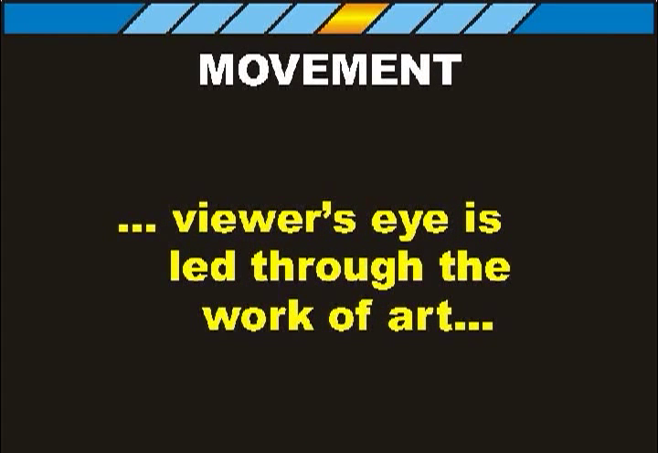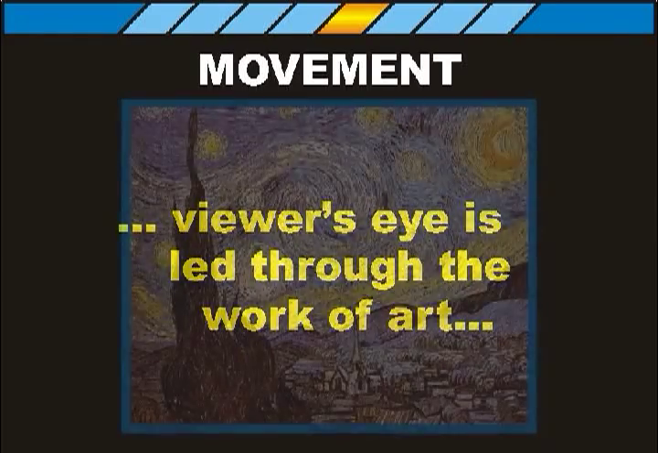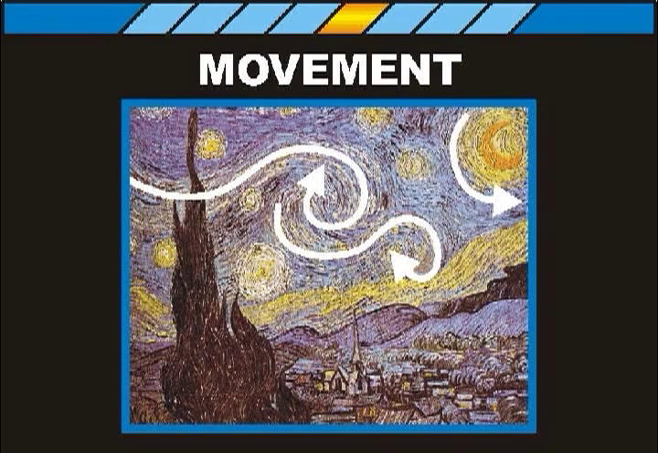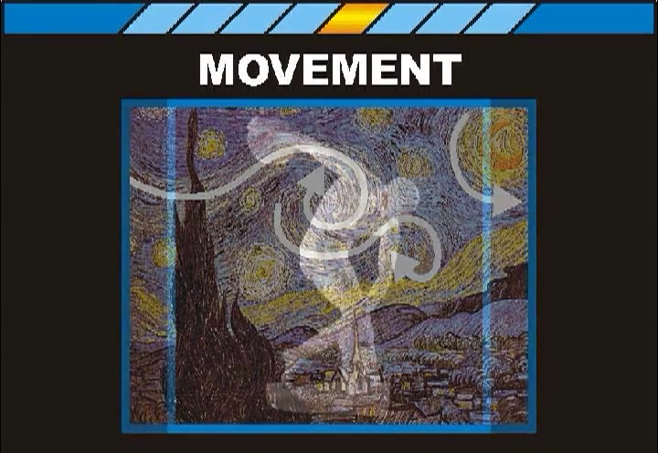Movement is a principle of design. Movement is the way in which the elements of design are organized so that the viewer's eye is led through the work of art in a systematic way. In Starry Night by Vincent van Gogh, the artist directs the viewer's eye through the painting by using directional brush strokes. Therefore, the artist has achieved movement through the use of texture.